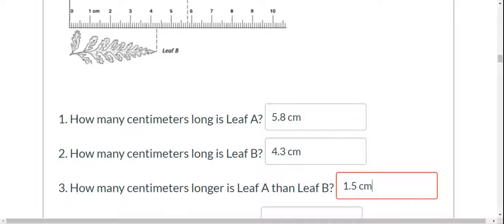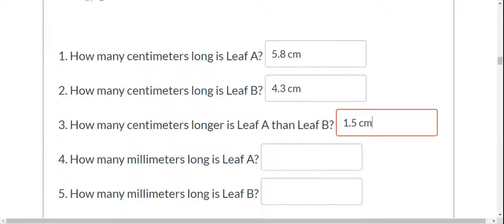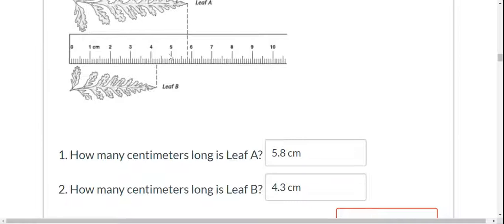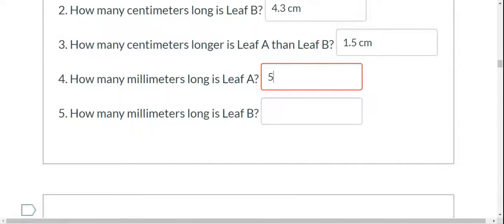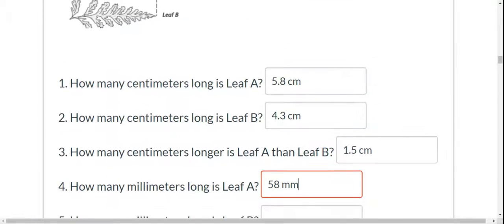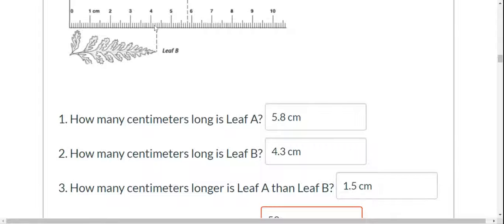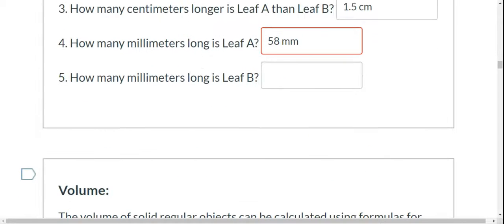Then how many millimeters is leaf A? We have 50, 51, 2, 3, 4, 5, 56, 57, 58. So this is 58 millimeters. And then leaf B is going to be 40, 41, 42, 43 millimeters.